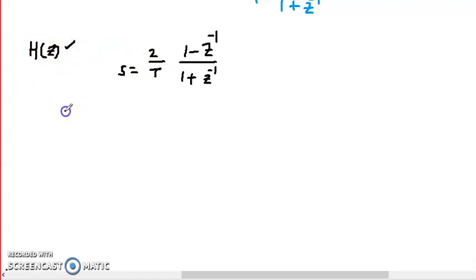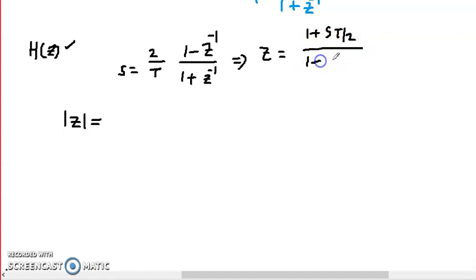So what will be the mod of z? Z from here can be written as (1 plus sT by 2) over (1 minus sT by 2). When we take its mod, what is s? S is basically sigma plus j omega, that we know.